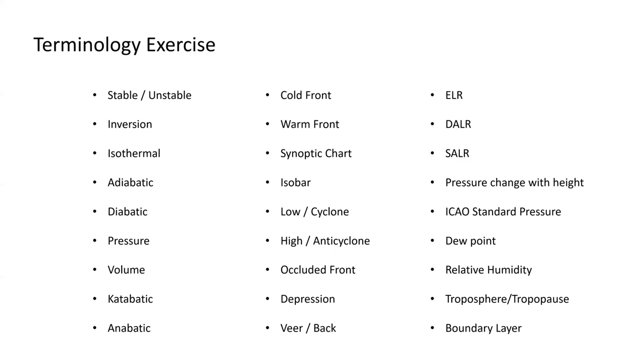Troposphere, tropopause. Troposphere is what we're in. Tropopause is the boundary between us and the stratosphere. Boundary layer? No, the boundary layer is what we're in as well. The boundary layer, the bottom 10,000 feet. Generally, it's what will vertically mix on any given day.